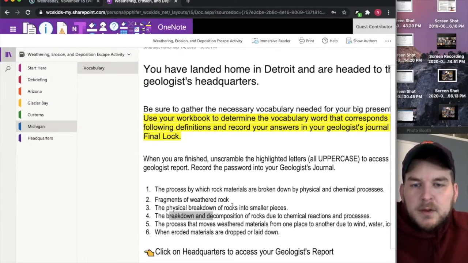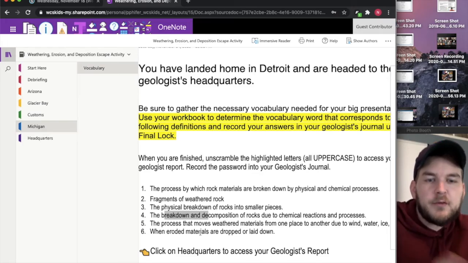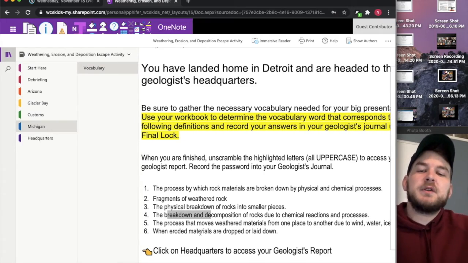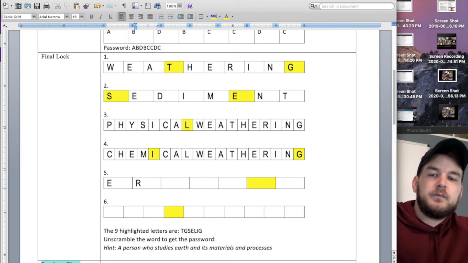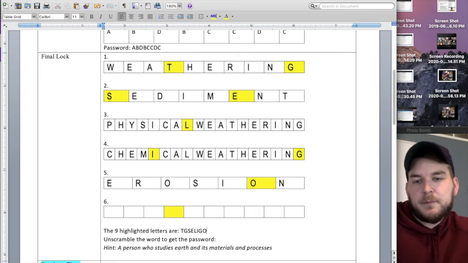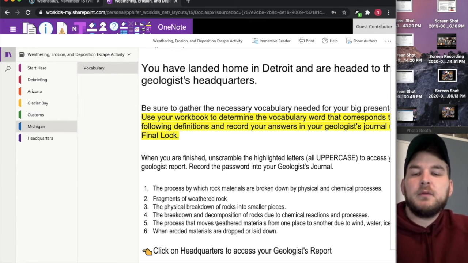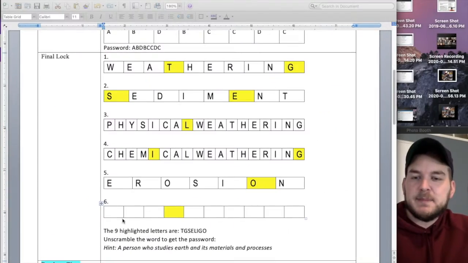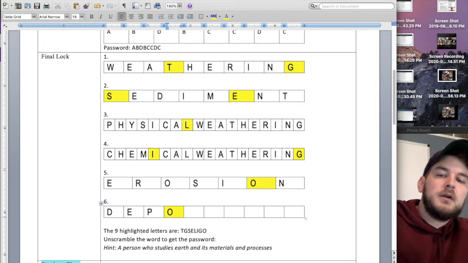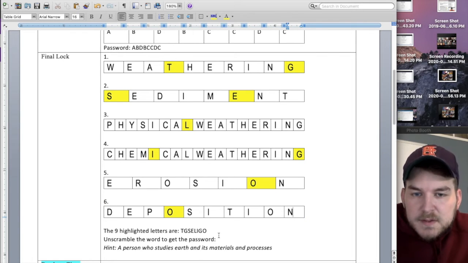Okay. Number 5, the process that moves weathered materials from one place to another. So the movement of those weathered materials, that is erosion. And so the letter O needs to go in there. Lastly, when eroded materials are dropped or laid down, that's where they're just set down. That is deposition. D, E, P, O, S, I, T, I, O, N. So letter O.